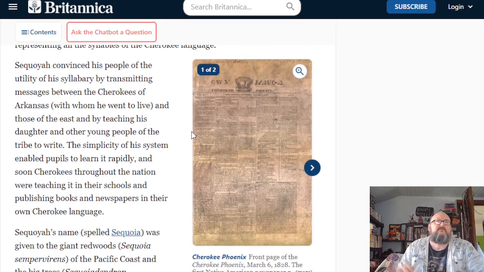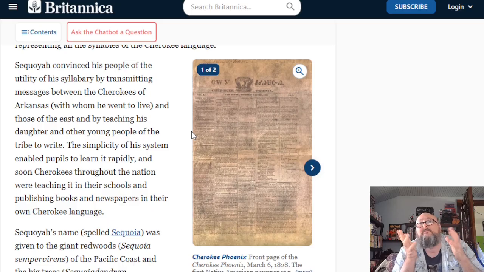Sequoyah convinced the people of the utility of his syllabary by transmitting messages between the Cherokees of Arkansas, with whom he went to live, and those of the East, and by teaching his daughter and other young people of the tribe to write. The simplicity of the system enabled pupils to learn it rapidly. And soon, Cherokees throughout the nation were teaching it in their schools and publishing books and newspapers in their own Cherokee language. So see, they mentioned nothing about being put on trial for thinking the writing was witchcraft. We don't know if that one on the last page was true or not. It's amusing, but still, yeah.